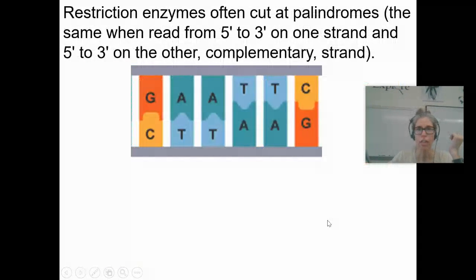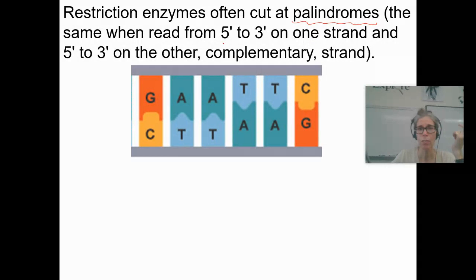Okay, so restriction enzymes often cut at palindromes. So a palindrome is anything that reads the same forwards and backwards, and in English it might be something like race car, or I don't know, what are some others? Taco cat, I think, is another one.